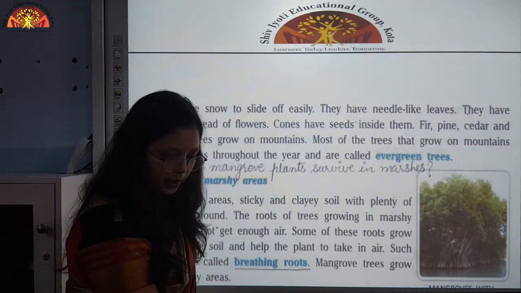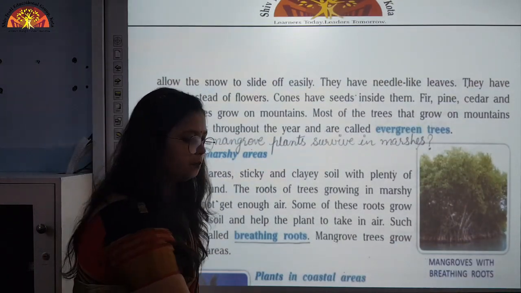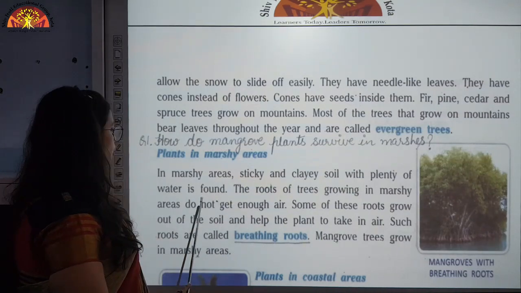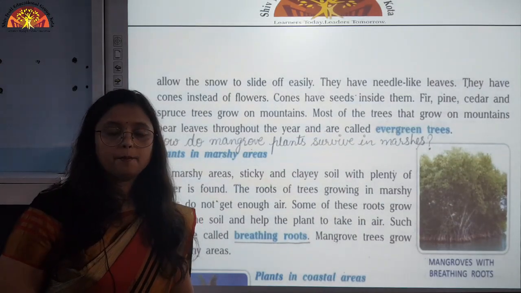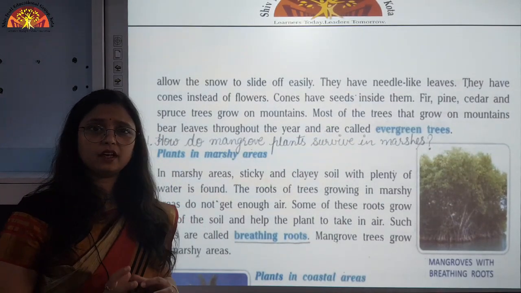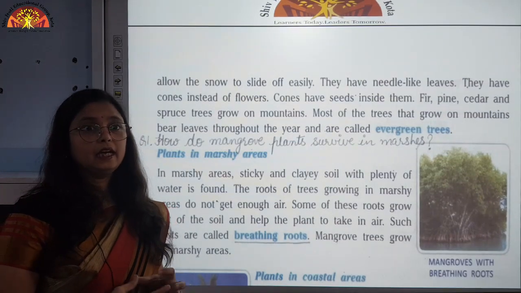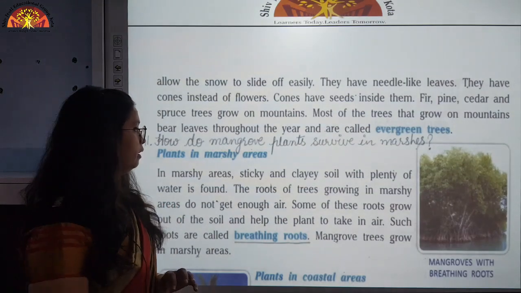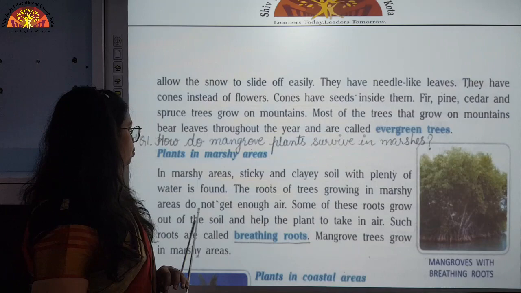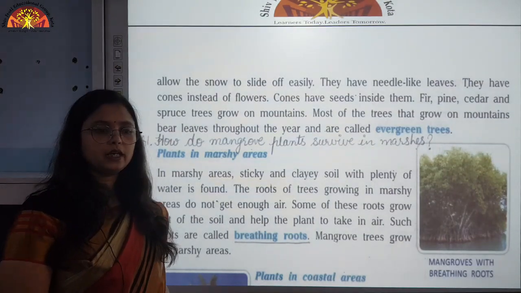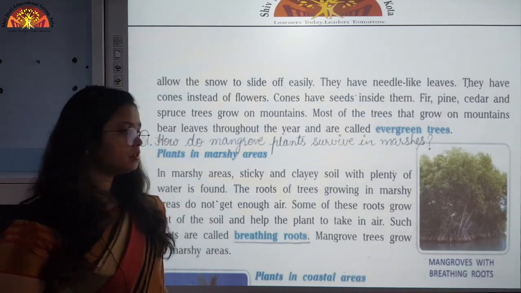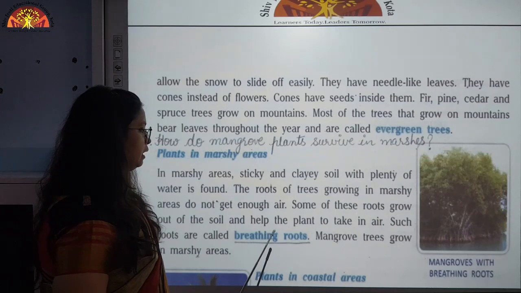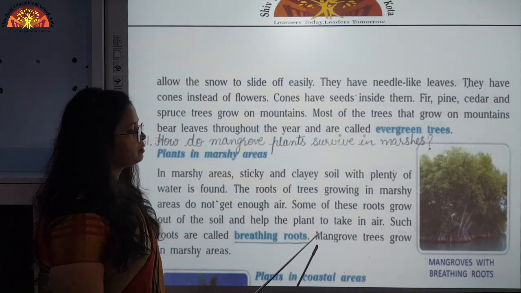Now we come to the next topic, that is plants in marshy areas. Now in marshy areas, sticky and clay soil with plenty of water is found. Now children, marshes are the places where the soil is very thick, clumsy, it is very sticky, it is full of clay and water, okay. So here the trees which grow over here, their roots do not get enough air. So some of the roots come out of the soil and they take the air from the surrounding air, and these type of roots are called breathing roots, and the example of such plants is mangrove tree.